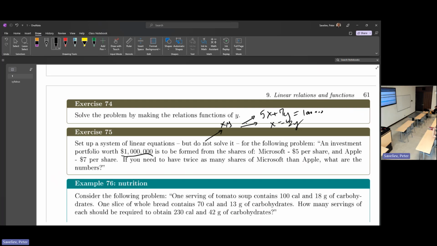Twice, yeah, twice. The x and y are the number of shares. So as you can see, x is the number of shares of Microsoft, and there are twice as many of them. Am I correct? Yeah. So if you have 10 shares of Apple, then you have 20 shares of Microsoft, which is right.